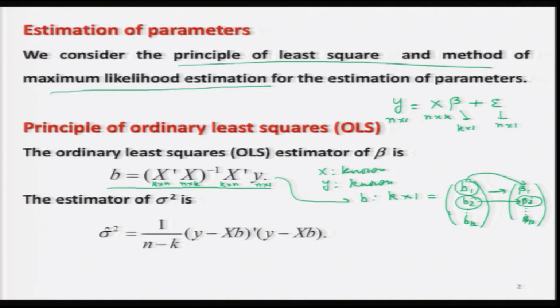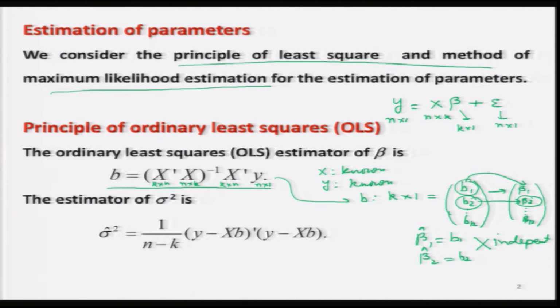But when I say that the estimator of beta 1 is b1 and the estimator of beta 2 is b2, it does not mean that they are independent. This is a joint estimator of beta 1, beta 2, beta k, because this is a vector quantity. So b1, b2, bk are not really independent in general.